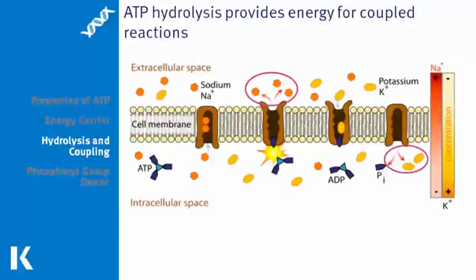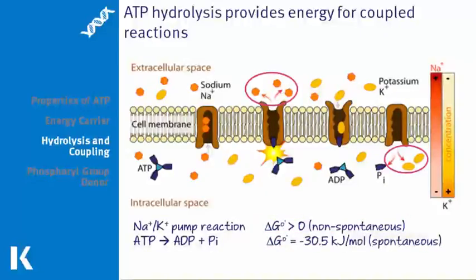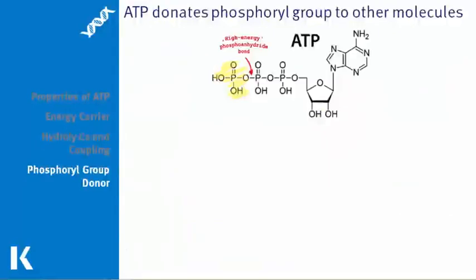Well, in order to move these 3 sodium out and 2 potassium in, this is a non-spontaneous reaction. It's unfavorable energetically. But we do know that ATP going to ADP and phosphate is energetically favorable. So let's say we hydrolyze an ATP, and then if we add these two reactions together, we get a total reaction that becomes favorable. Now we've arrived at the last major role that ATP has physiologically.